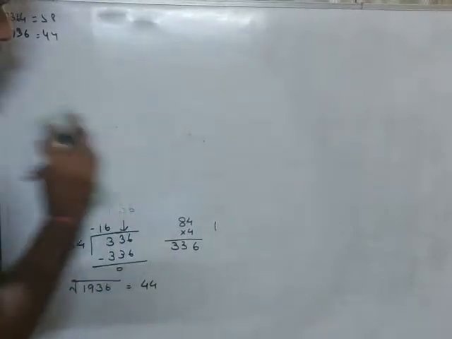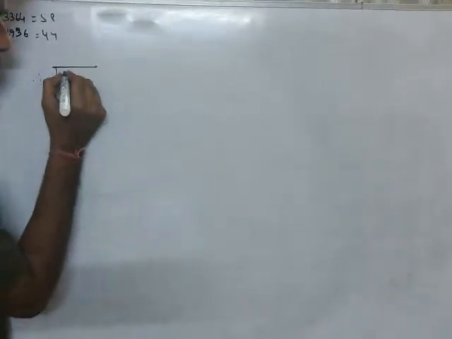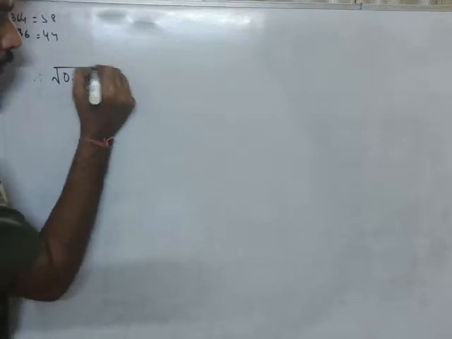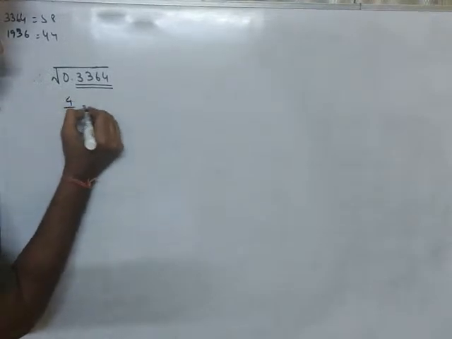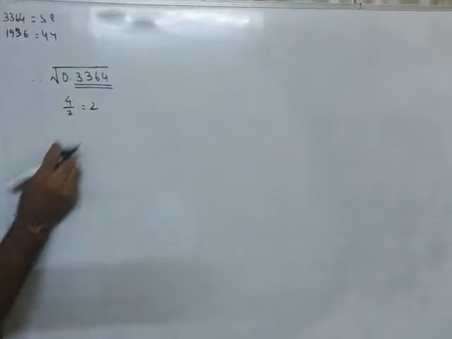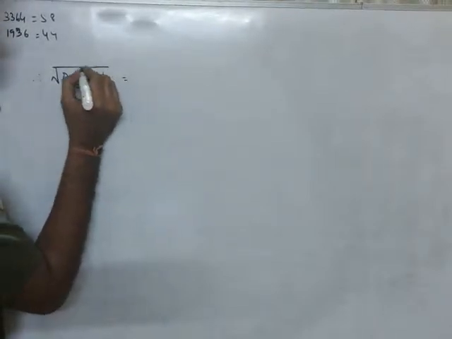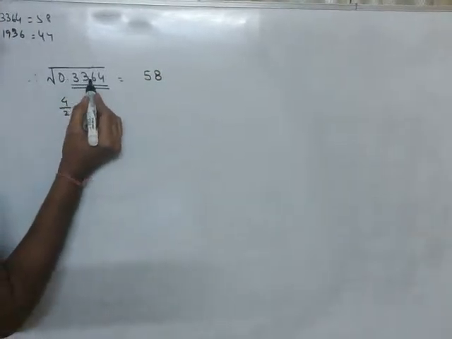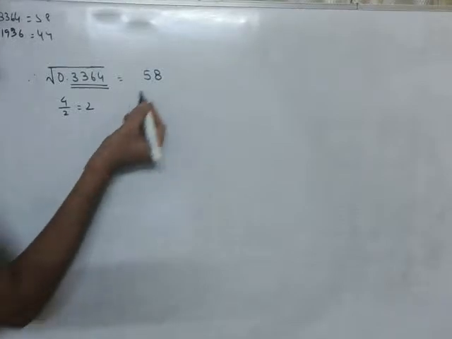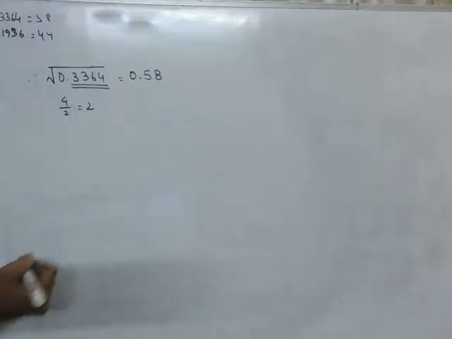Okay. Let's proceed to the question. In the question it is written 0.3364. After the decimal there are 4 digits. So 4 divided by 2 is equal to 2. So the square root of 3364 is 58. Therefore the square root of 0.3364 will have 2 digits after decimal. So 1, 2. Counting two digits and placing the decimal, we get 0.58.